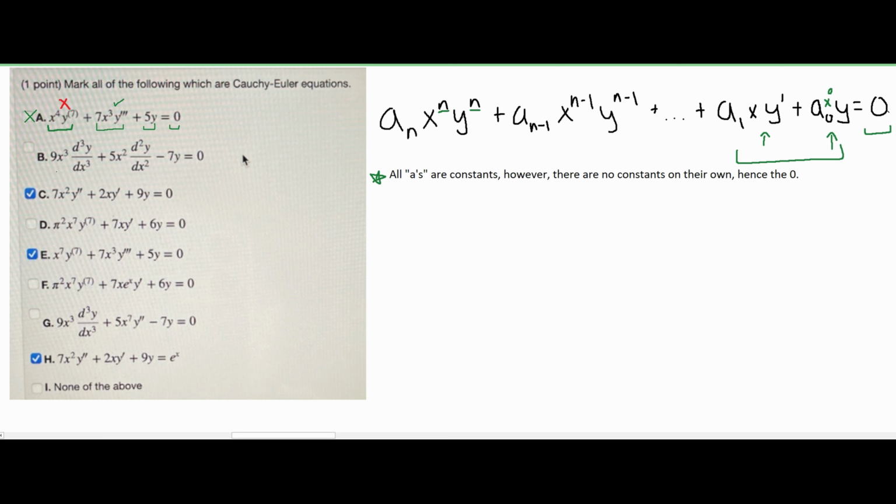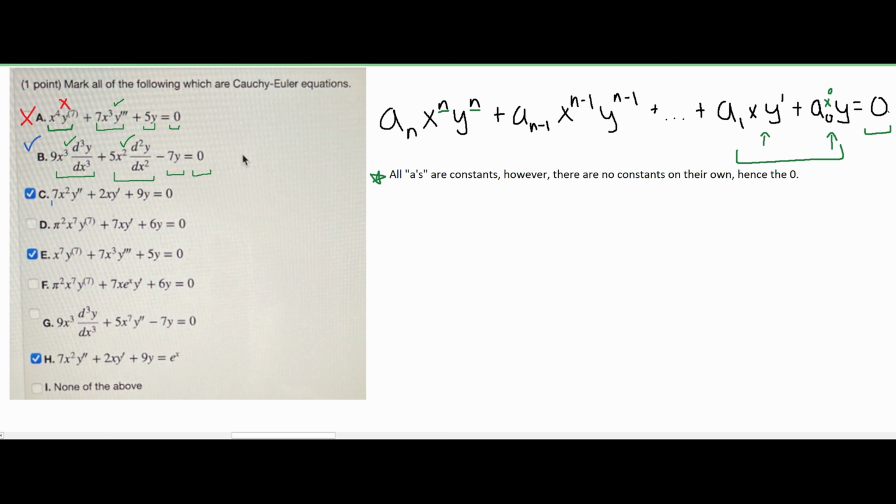When we look at part B, we look at this x cubed, and we basically have a y cubed here. This d^3 y over dx^3 is basically the third derivative of y with respect to x. This is good because our exponents are the same. Now we're going to look at the next one. This one's also good because the exponents are the same. And here we have a constant, an x to the 0, and then a y, equal to 0. So this is a Cauchy-Euler equation. Part B is good.